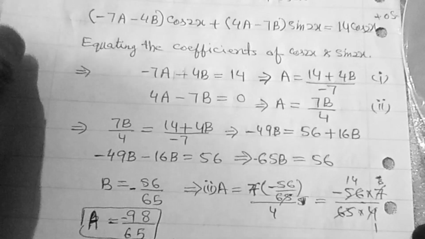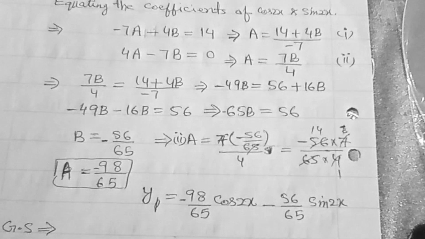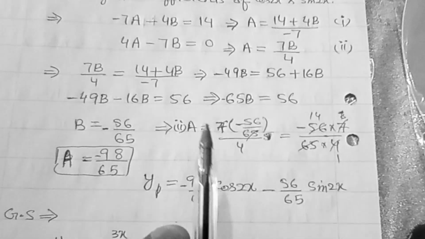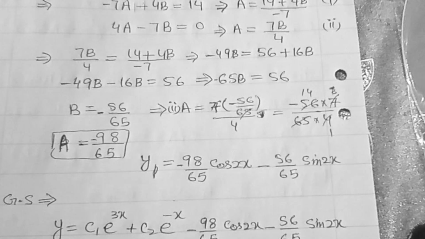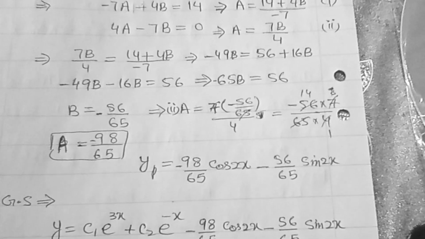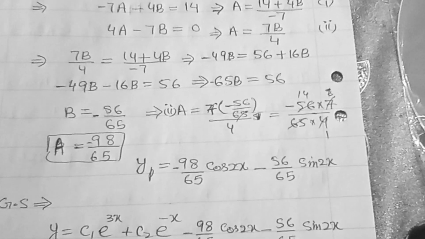So the general solution of this differential equation can be written as y is equal to c1 exponential 3x plus c2 exponential minus x minus 98 upon 65 cos 2x minus 56 upon 65 sin 2x. So this is the solution of this differential equation by using the method of undetermined coefficients.